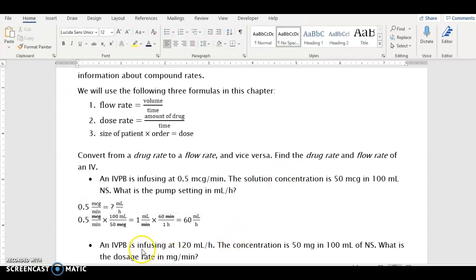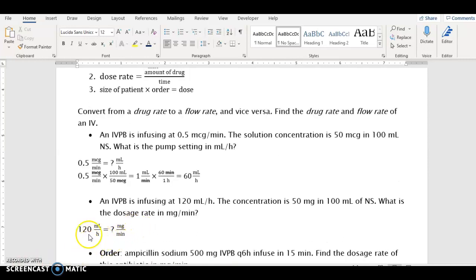Okay, let's look at the next example. It says that we have an IV Piggyback infusing at 120 milliliters per hour, and the concentration is 50 milligrams in 100 milliliters of normal saline. So what is the dosage rate in milligrams a minute? The problem is asking us to go from the flow rate of 120 milliliters per hour to a corresponding drug rate in milligrams per minute.